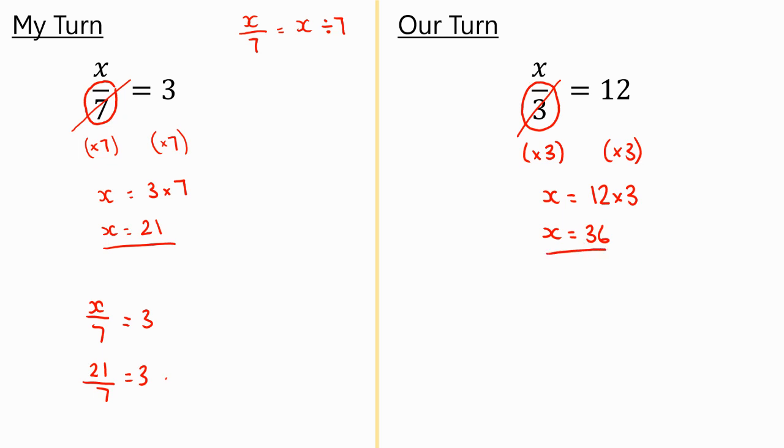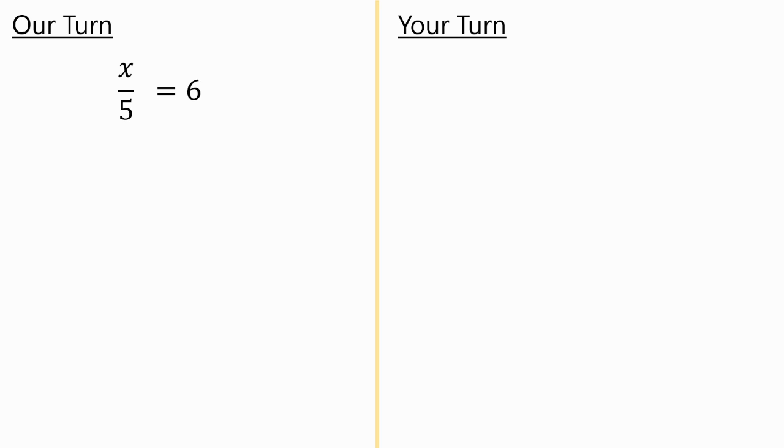Let's try one more together. x divided by 5 equals 6. What am I going to circle? I'm going to circle the divide by 5. How do I get rid of a divide by 5? I do the inverse, that's timesing by 5. We have to do that to both sides. That allows me to get rid of the divide by 5, leaving the x on its own. And then we have 6 times by 5 on the other side. x is equal to 30.